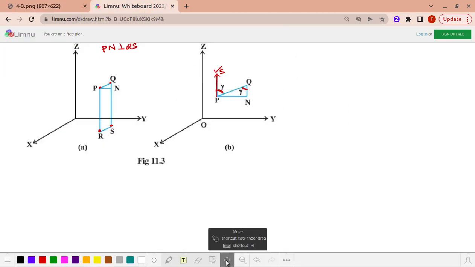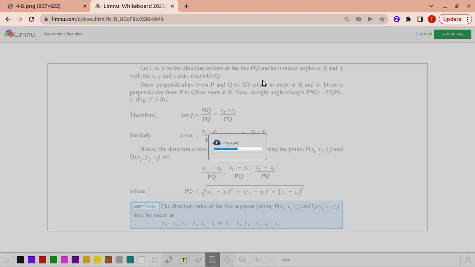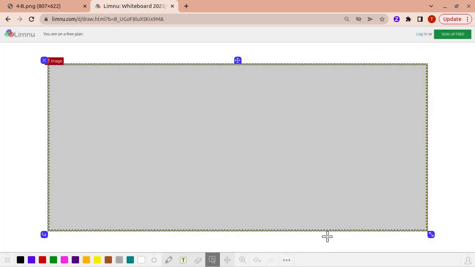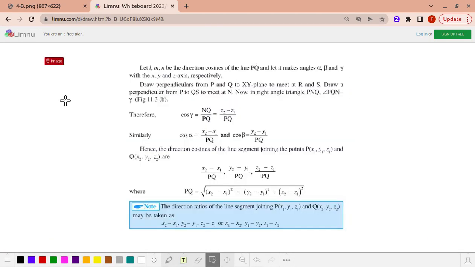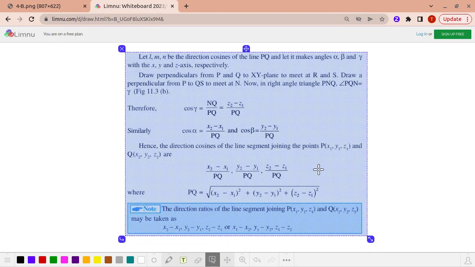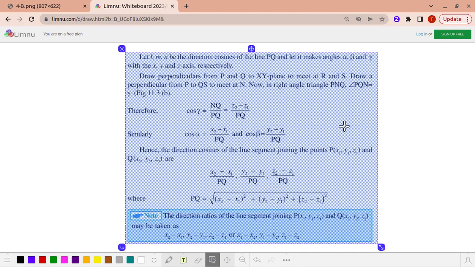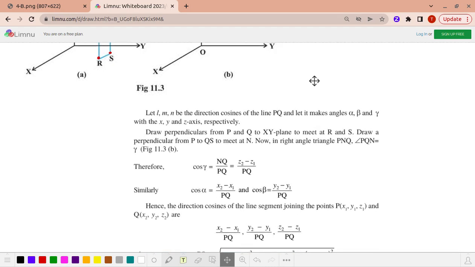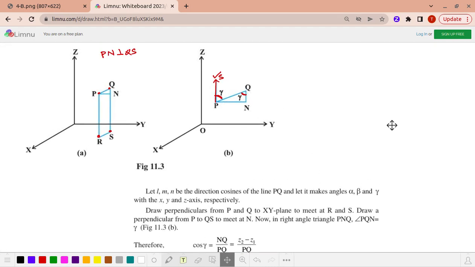Okay. Remember this diagram, because the next part of the note is a little lengthy. So I will go back to the previous screen as well. Okay. So what I wanted to say is that let's find cos gamma. What is cos gamma?